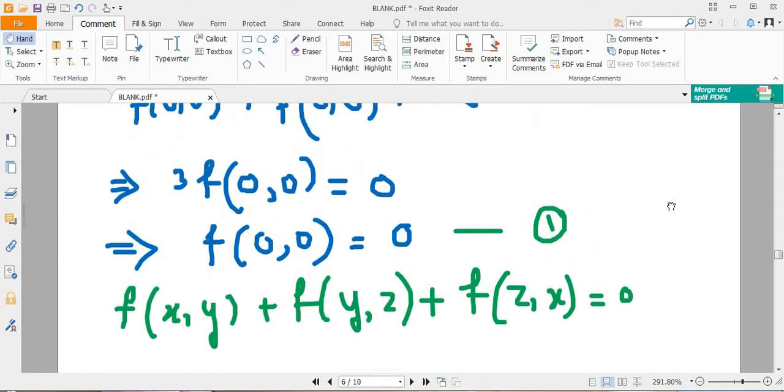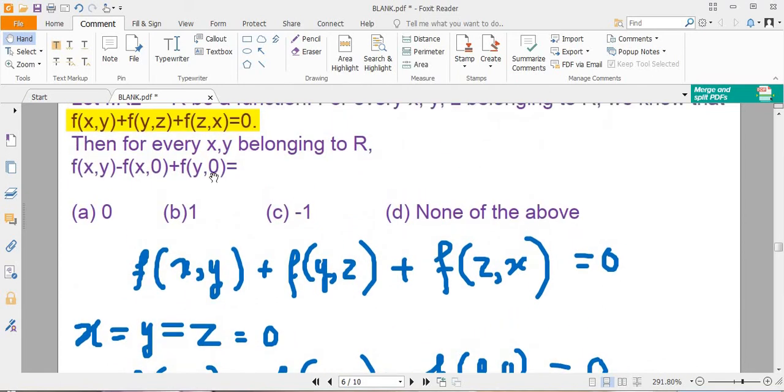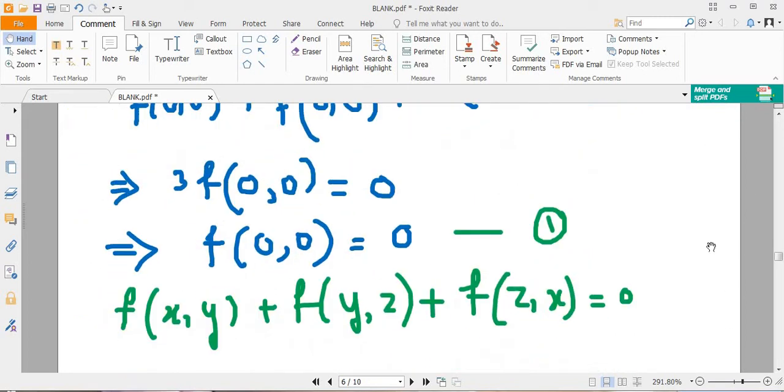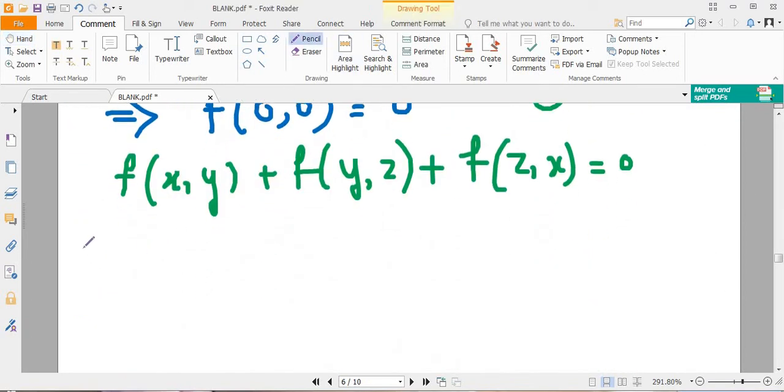Now what I would like to say is, if you can see f(y,0), f(x,0), the only algebraic alphabet that is missing in this expression when I compare it to this expression is z. So we don't have any z here. So the first thing that we can try is to put z equal to 0, right? So let's see what that gives us.